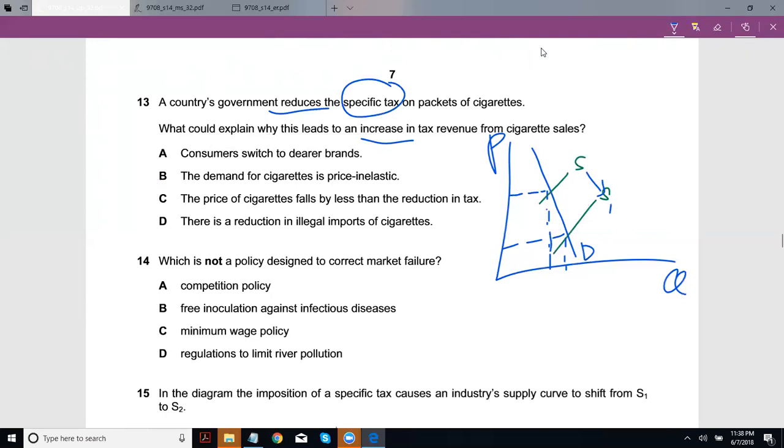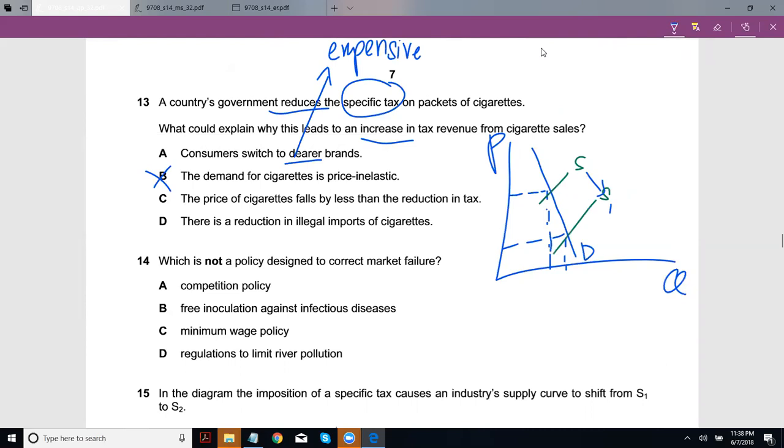So it reduces the specific tax, and this leads to an increase in tax revenue. Well, then clearly one thing you can cross out is B, because if demand is inelastic, then a decrease in price definitely wouldn't increase tax revenue. So, consumers switch to dearer brands. Dearer means more expensive brands.